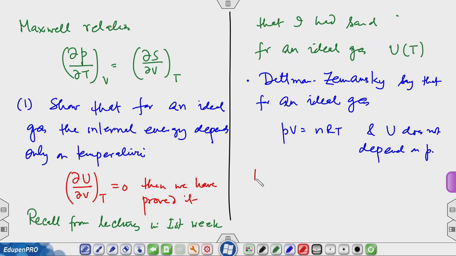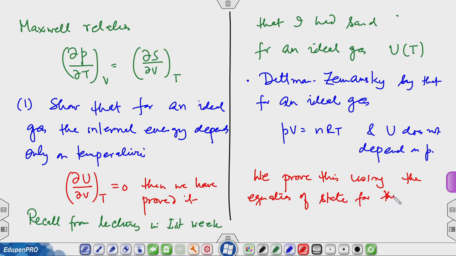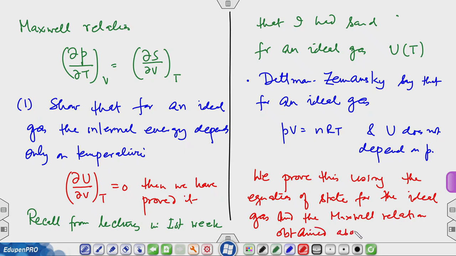Now we are going to prove this using the Maxwell relation and the equation of state. So here we prove this using the equation of state for the ideal gas and the Maxwell relation obtained above. So let's do that.